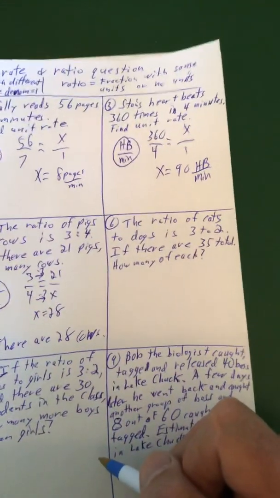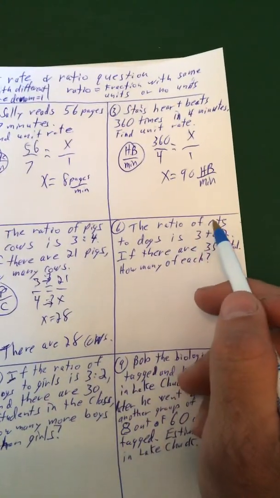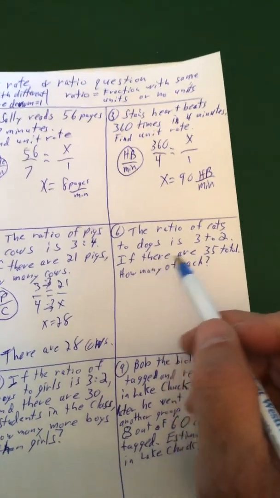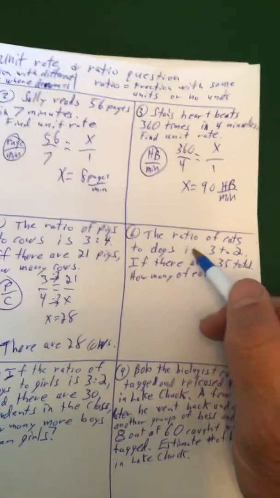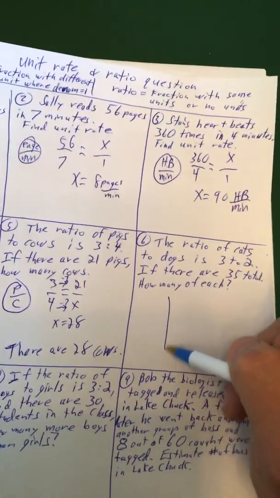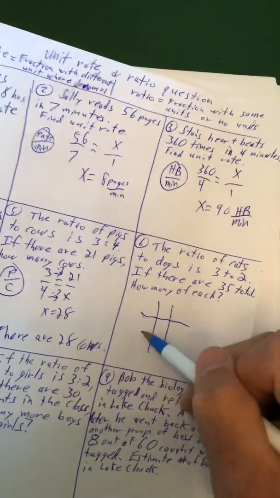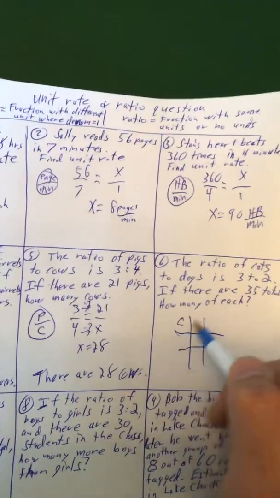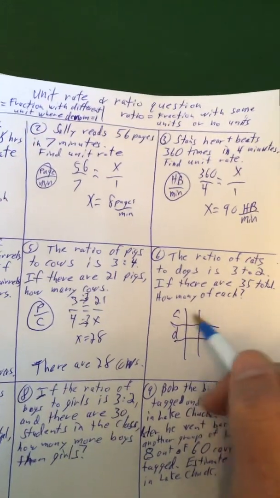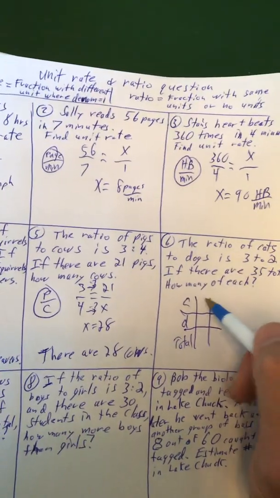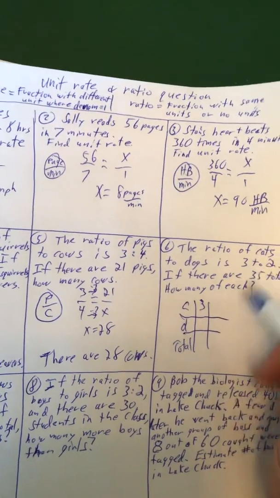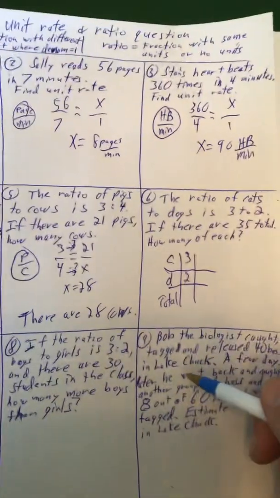Okay, now this one's a little different here. The ratio of cats to dogs is 3 to 2 if there are 35 total. So when you have ratios and they give you the total thing, I just do tic-tac-toe. And if this is brand new, you'll really like this. So cats goes first, dogs goes second, and then the total is always at the bottom. And I always write out the word total. You can abbreviate the others. So cats is the first number, dogs is the second number, and what do these numbers add up to?